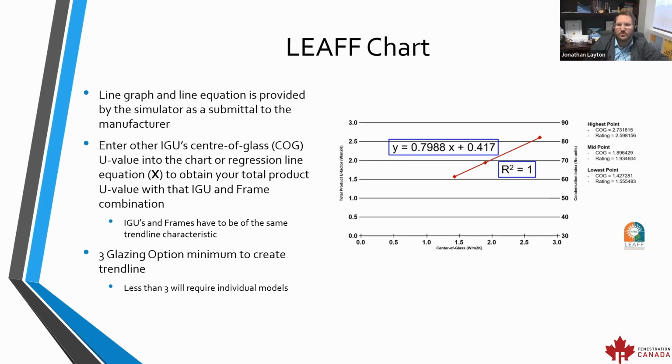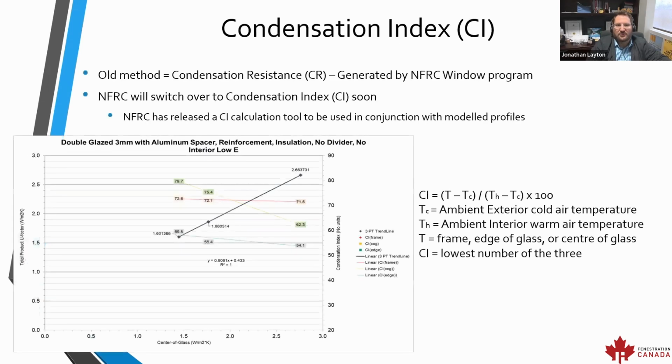As long as you have those three plotted, any IGU that you come up with after, you can put that in. So if you have to turn on the fly, for instance, on a project, we had a few where people had to change glass quite a few times just because of glass ordering. This is a really quick way to find out what your overall U factor is going to be. So it's really just a line graph equation.